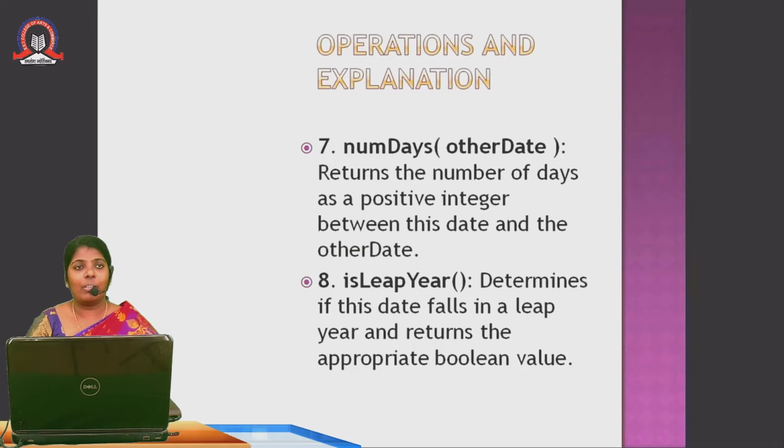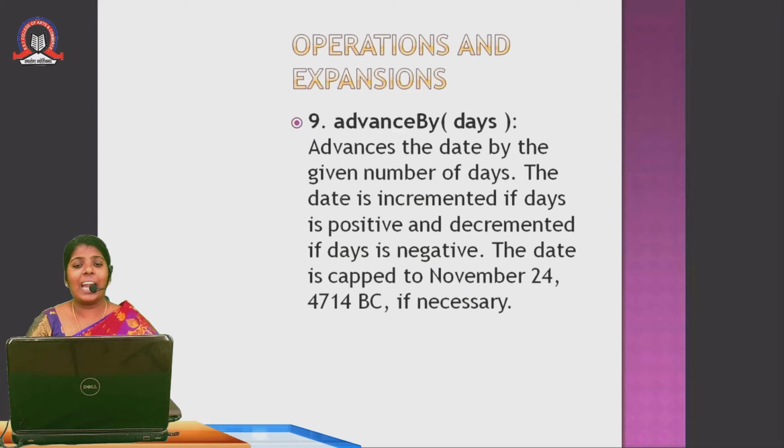Is leap year: it determines whether the year has 365 days or 366 days, and it will return a Boolean value. Next, advance by days. You give the number of days to advance, so the date will be either incremented or decremented. It is incremented if the days are positive, and decremented if the days are negative.